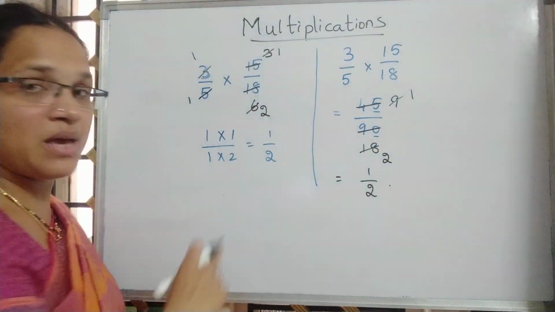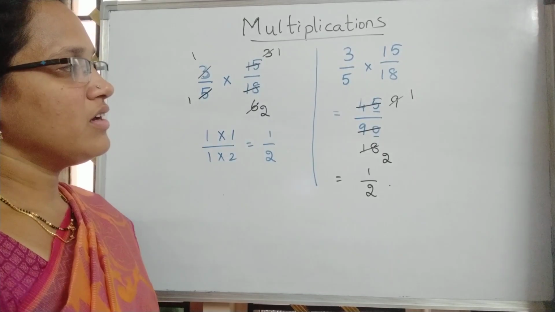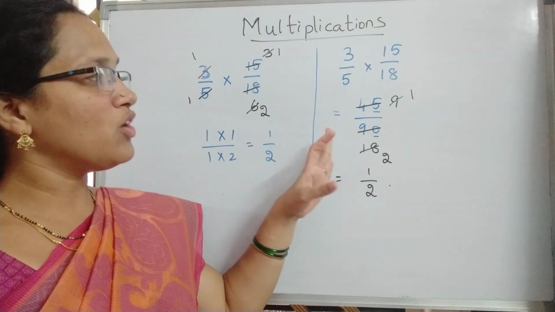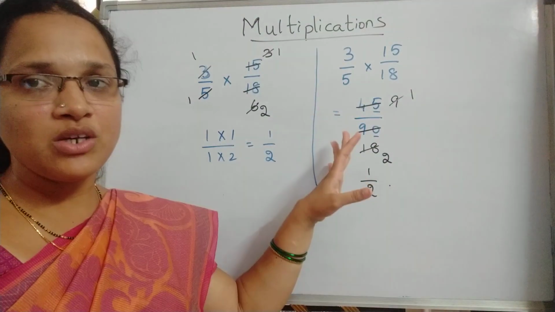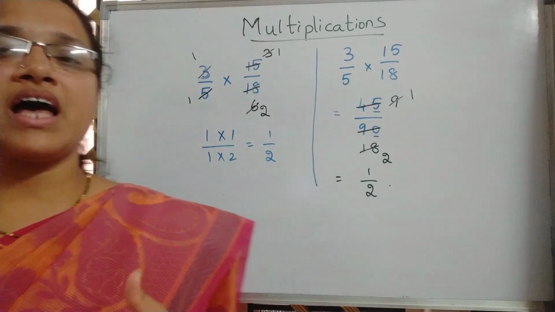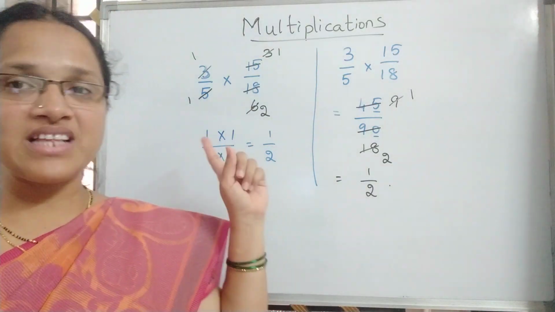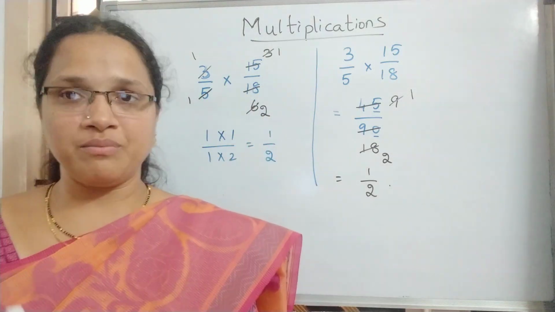Did you get the same answer, children? Yes, you get the same answer. To make the multiplications easy, you can do it in this method, or you can cancel them. But mostly, as teachers, we prefer you to cancel there and then itself. Why? Because that makes it simple.